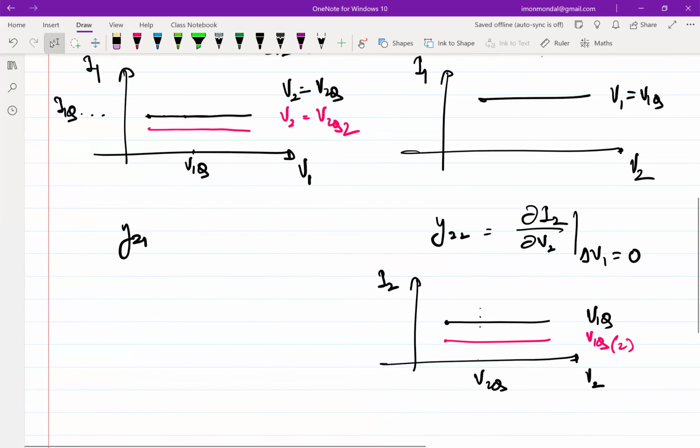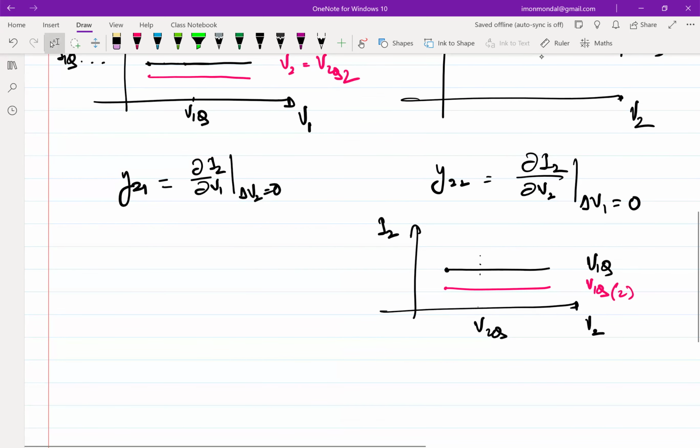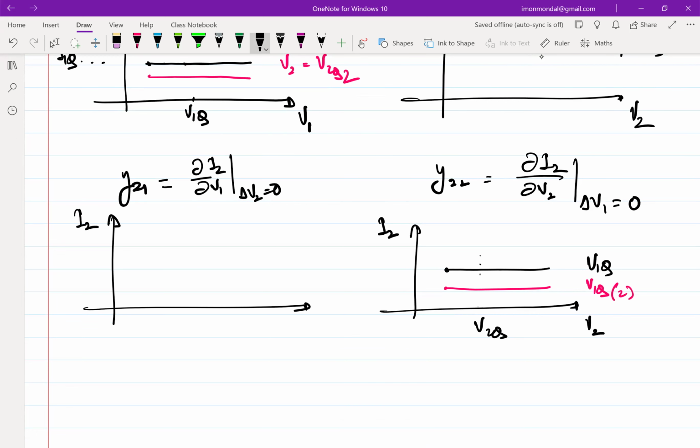Now let's come to the only different plot, that is Y21. Y21 is del I2 over del V1, when del V2 is 0. So again, what should I plot? I2 versus V1. And let's say we plot around some operating point, around V1Q and some operating point of V2Q. So what should it look like? For an ideal amplifier, what should it look like?